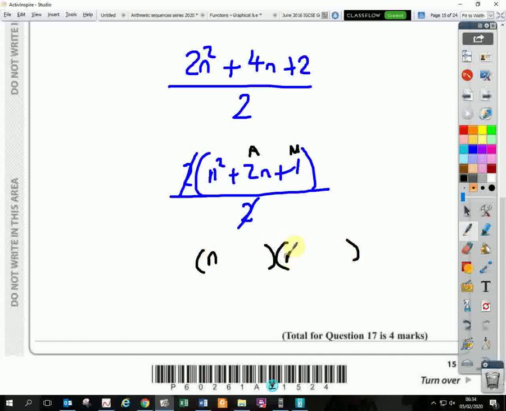So we set out the brackets like this. There are only two numbers that multiply to give 1, two integers anyway: 1 and 1. They also add together to give 2. Wow, would you look at that? It's n plus 1 times n plus 1, which is the same as n plus 1 squared, which is obviously a square number.